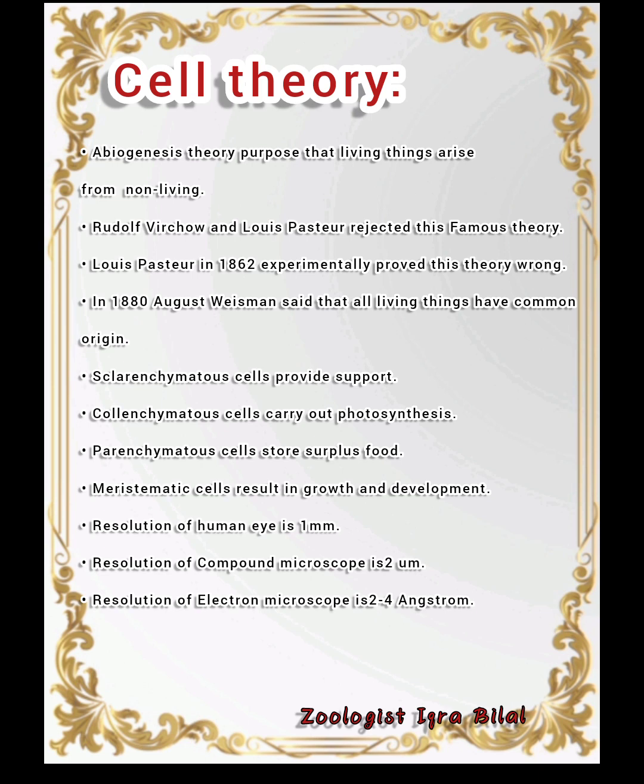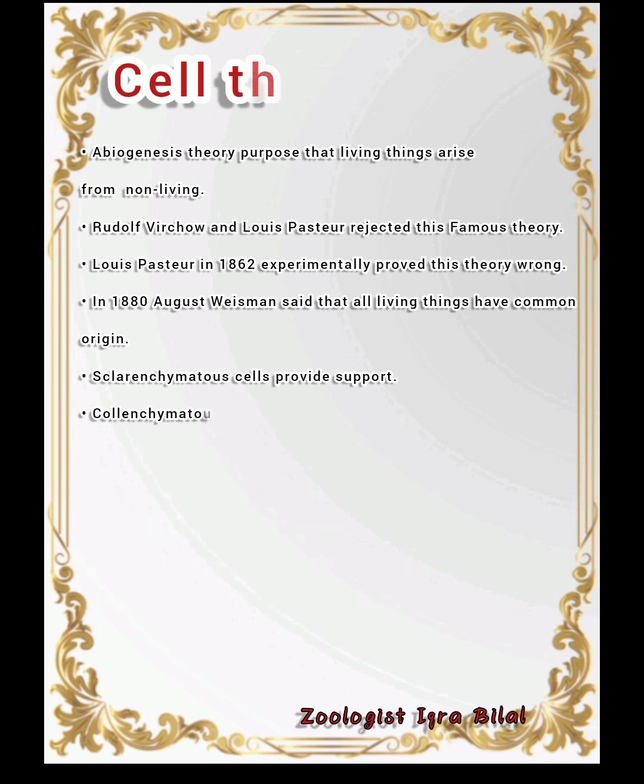Now, sclerenchymatous cells provide support, collenchymatous cells carry out photosynthesis, parenchymatous cells store surplus food, and meristematic cells are responsible for growth and development in plants. Resolution of the human eye is 1 mm. Resolution of the compound microscope is 2 micrometer. Resolution of the electron microscope is 2 to 4 angstrom. These are very important to remember. Now, how to calculate magnifying power? Simply multiply the ocular lens and the objective lens.